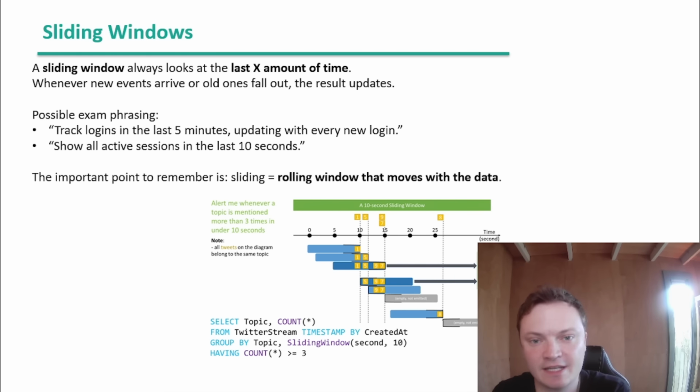Possible phrases that can help you think of a sliding window in the exam are track the last 5 minutes updating with every new login, or show all active sessions in the last 10 seconds. The important thing to remember is that a sliding window is a rolling window that moves with the data.